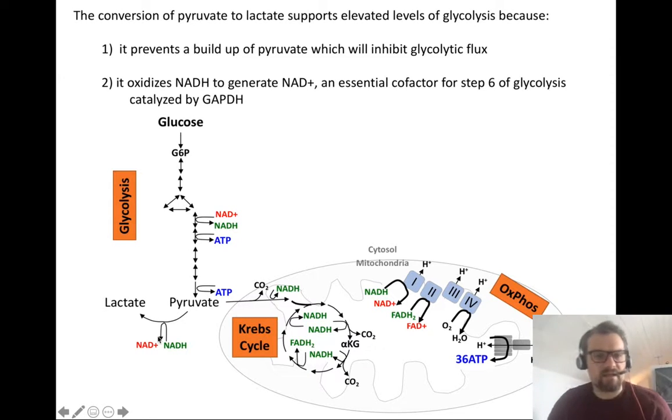So I guess the key point here is that by converting pyruvate to lactate and secreting lactate, you can maintain a high rate of flux through glycolysis. And high flux means all the intermediates within glycolysis tend to be at elevated levels, allowing those pools of intermediates to be siphoned off into other pathways for biosynthesis. So it's not necessarily the most efficient way of converting carbon into biomass, but of course, remember, especially in immune cells, it's not about efficiency; it's about speed.